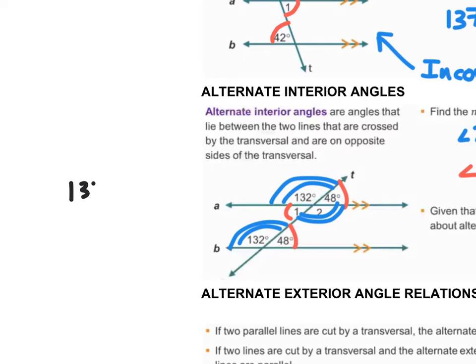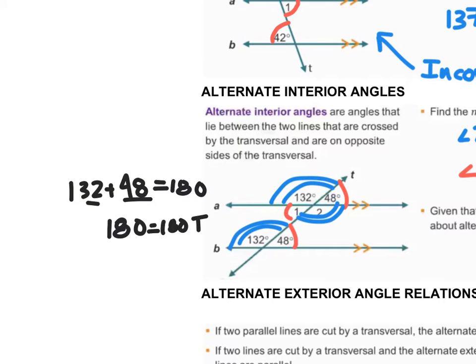So 132 plus 48 is equal to 180. 48 plus 132 is going to give us, in fact, 180. So 132 plus 48, 180 equals 180. All right, so that's true. So this checks out and this works, okay?